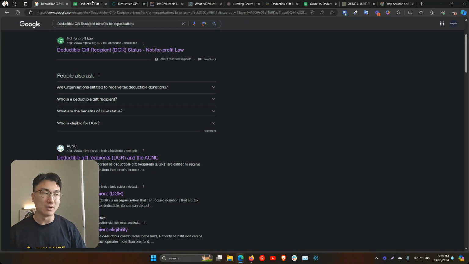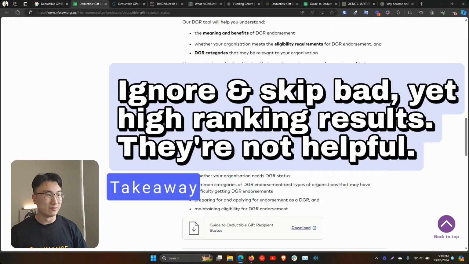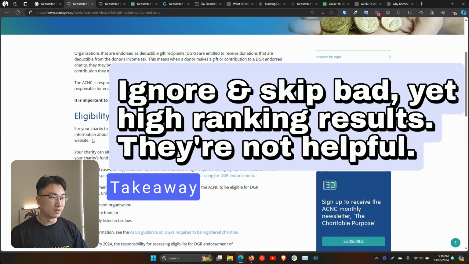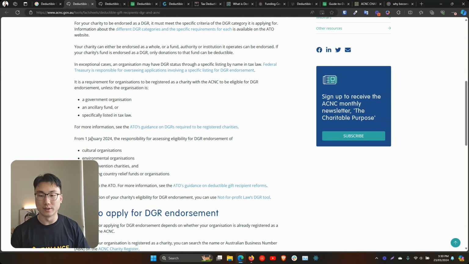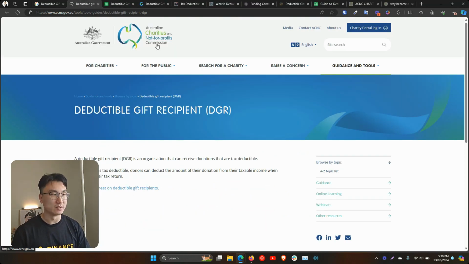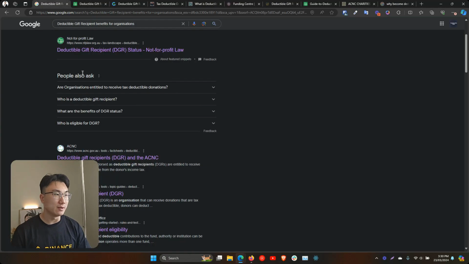So I skip a lot of those government websites. For example, this one I would skip because it's talking about eligibility of gift recipients, which is not relevant to the article that we're trying to write about. And this one I would also skip, also from the Australian government, because it's got like 3 sentences, so not very helpful, right? So we'll close out of that.